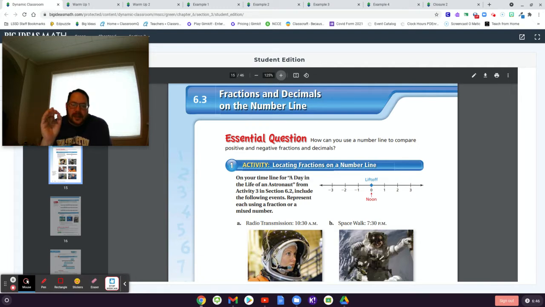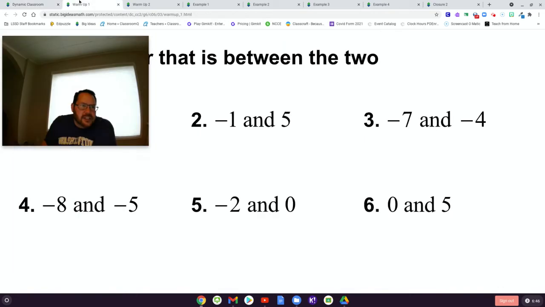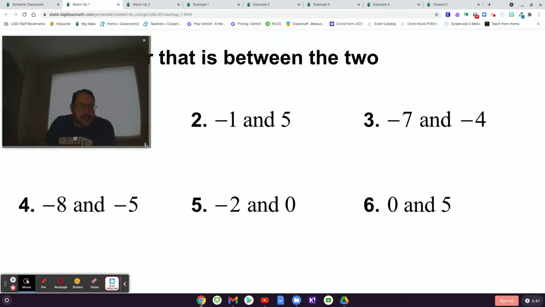So if you need some help, especially with the fractions and the decimals part, make sure to get some help from me or Mrs. Rude this week. So let's jump right into this. Let me shrink myself down.